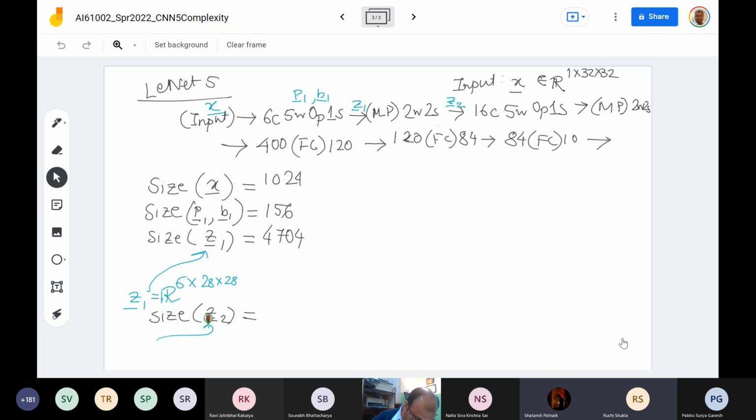6 cross 14 cross 14. That is 1176. Okay. Now, there is a condition in which you also store the location from where this maximum value has come. In that case, this will just be double, because you will also have locations. But in general, you again need to consider the pointers. We will get into that a bit later on.